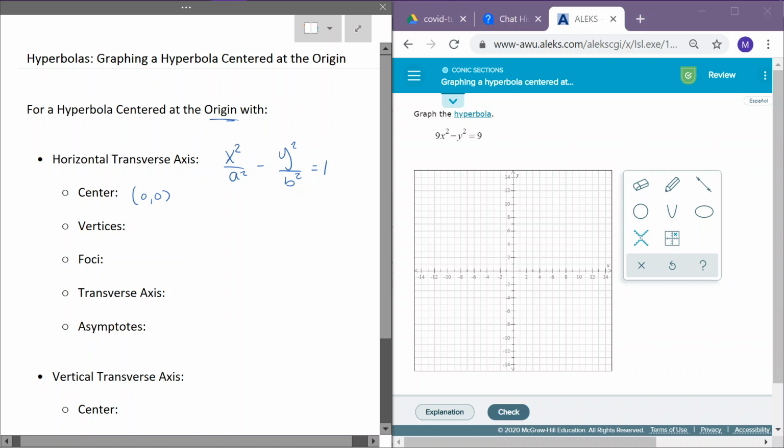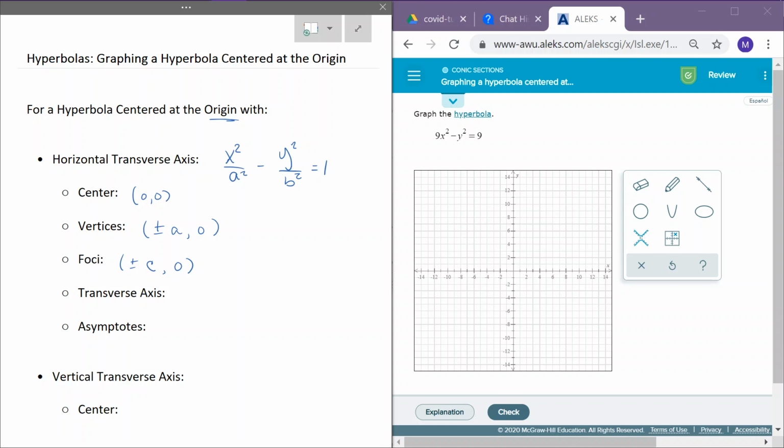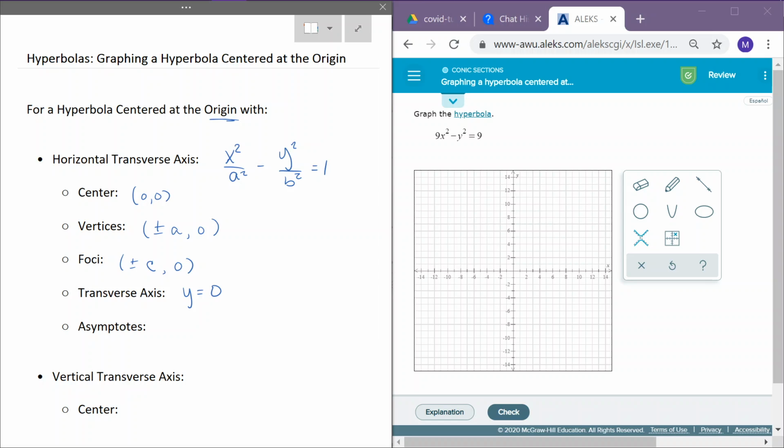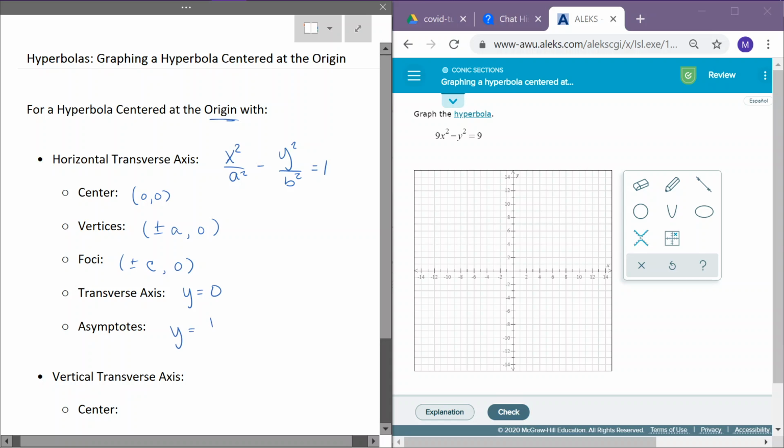Our vertices are going to look like plus or minus a comma 0. Our foci are going to be plus or minus c comma 0. Our transverse axis, because this is going to be a horizontal transverse axis, is going to be y equals 0. And our asymptotes are going to look like y equals plus or minus b over a x.